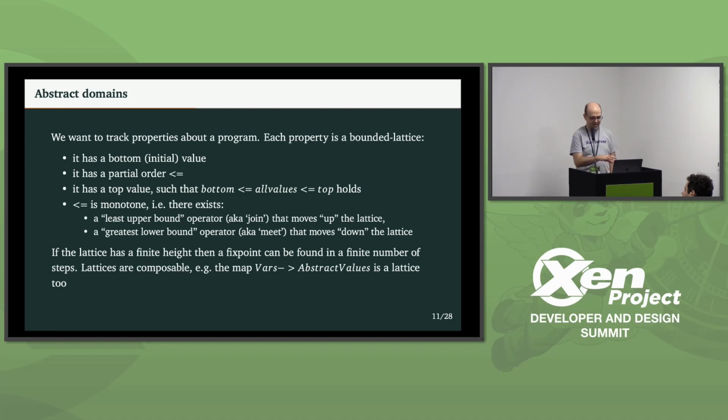And if you look at the lattice, which I'll show in a moment, then you move up or down the lattice. Now, if it has a finite height and finite number of elements, then you can compute a fixed point, right? So you evaluate an expression, you get some result, then you plug it back in, and you keep evaluating it until you get back the same value you started out with. And you can also compose these lattices. So you can have a map from variables to values, and that's a lattice too if the abstract values are a lattice.